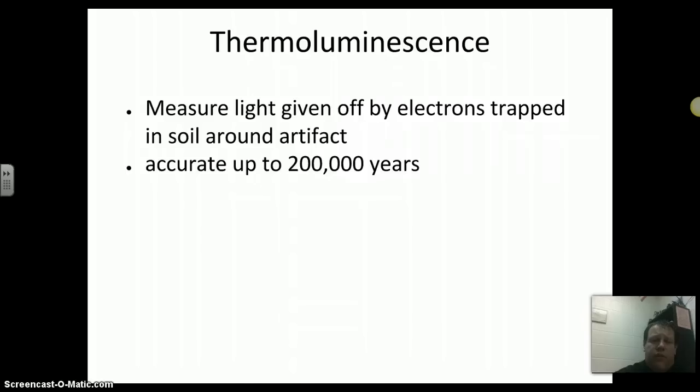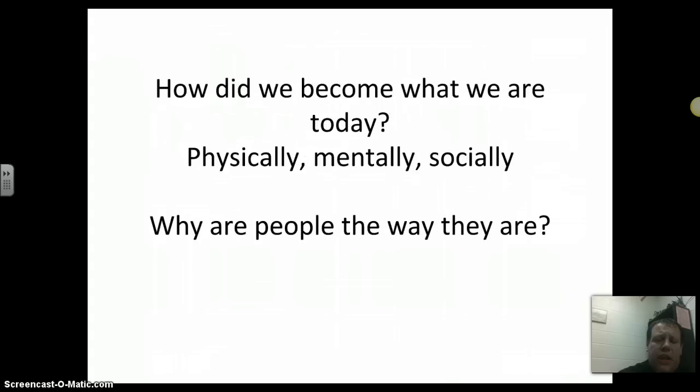Now, the other one we use is something called thermoluminescence. That is when we look at electrons that are trapped in the soil around an artifact, and we measure how much light they give off. By far, our most accurate thing here, around 200,000 years, and we'll look at another little video about carbon dating in a second in class. But our thermoluminescence is by far our most accurate dating.